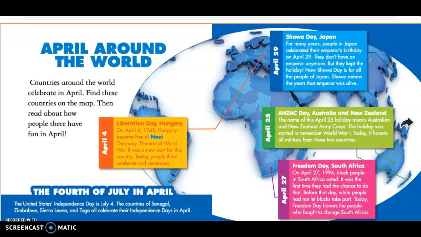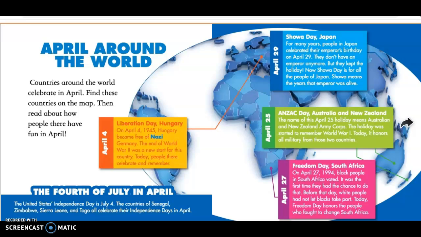On April 29th is Showa Day in Japan. For many years, people in Japan celebrated their emperor's birthday on April 29th. They don't have an emperor anymore, but they keep the holiday. Now, Showa Day is for all the people of Japan. Showa means the years that the emperor was alive.